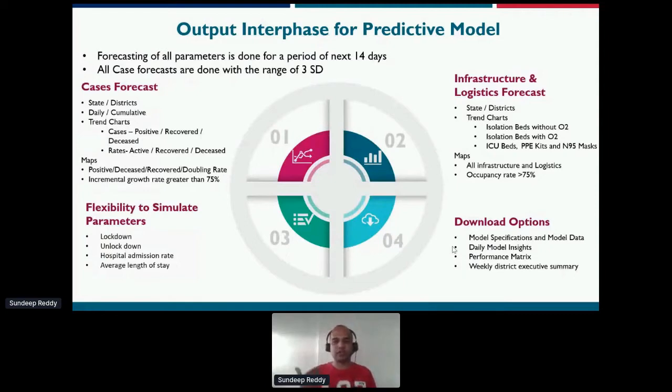Let's say a district was reporting that we had cases like these, but we're seeing that the test positivity rate is going up or down. So we were able to adjust the model at a much more granular district level.